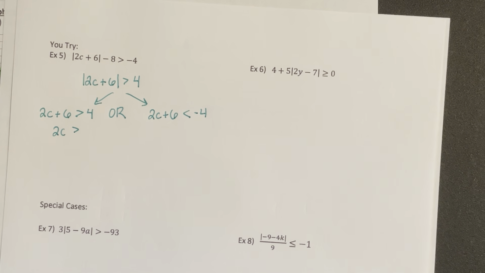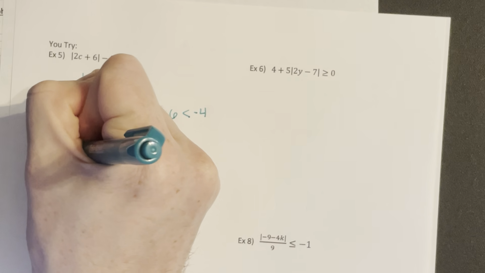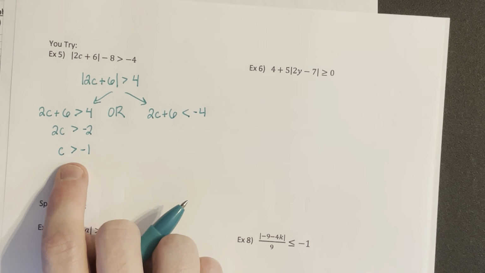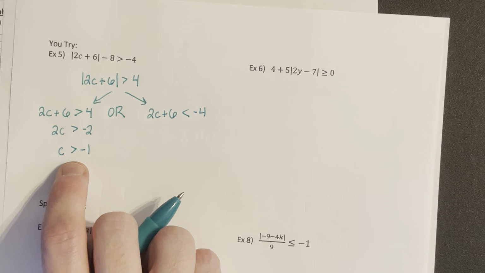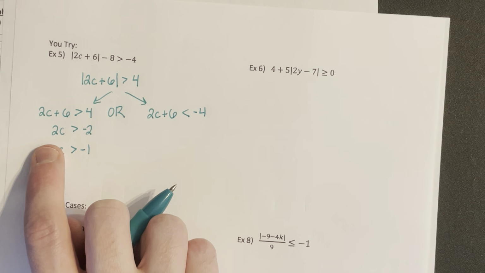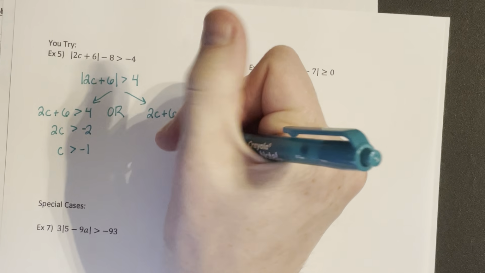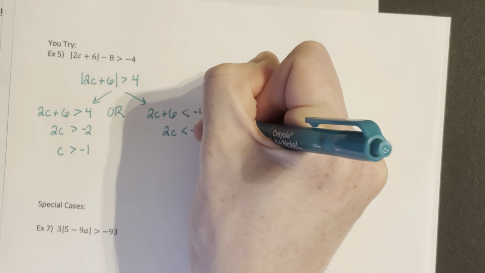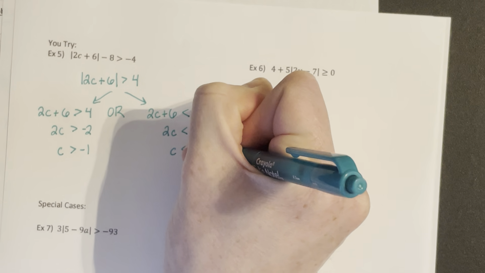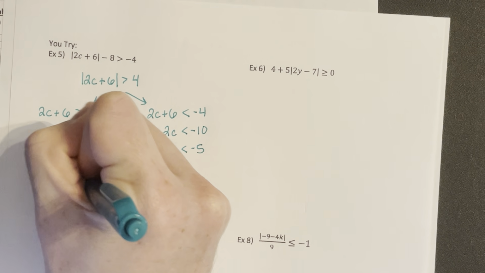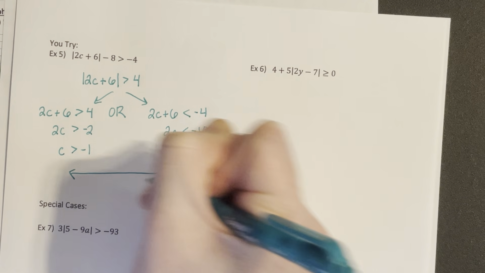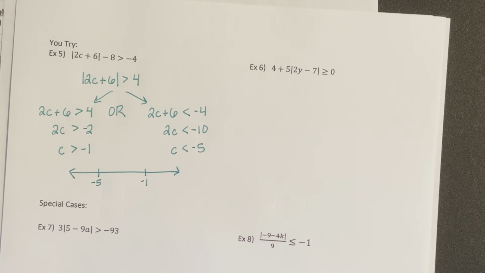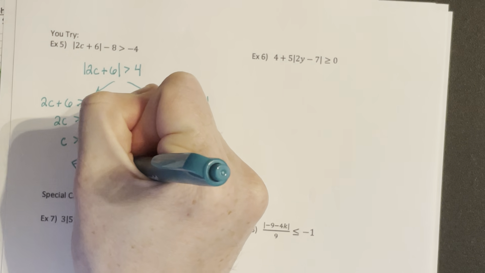So subtract 6 makes that negative 2. Divide by 2 is negative 1. Notice I didn't flip the sign. We only flip the sign if we multiply or divide by a negative, and we divided by a positive 2. So then subtract 6 gives me a negative 10. Divided by 2 gives me a negative 5. So I find my solution region at negative 5 and negative 1. Make sure you put them in order. They both have open circles.